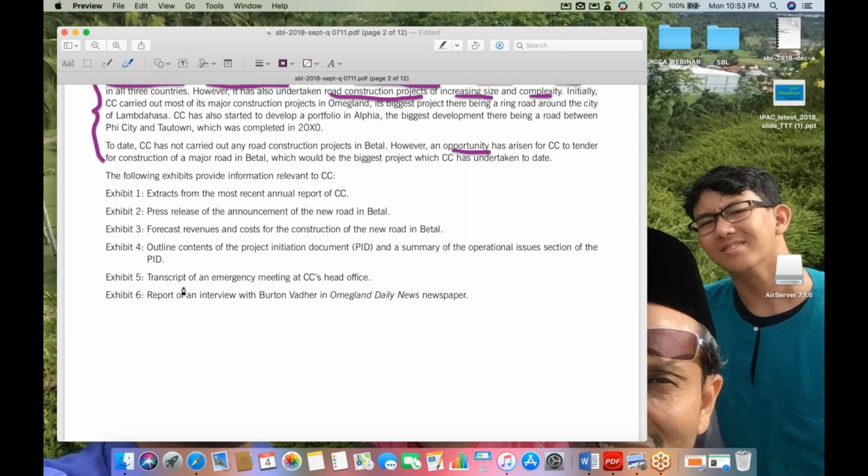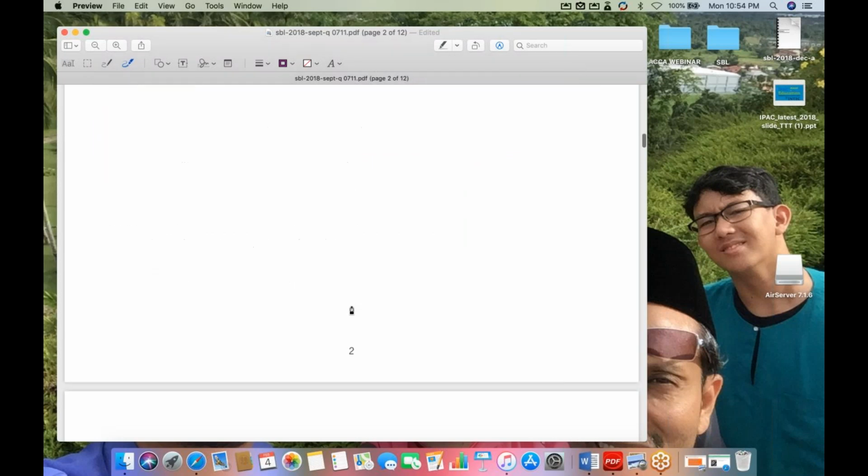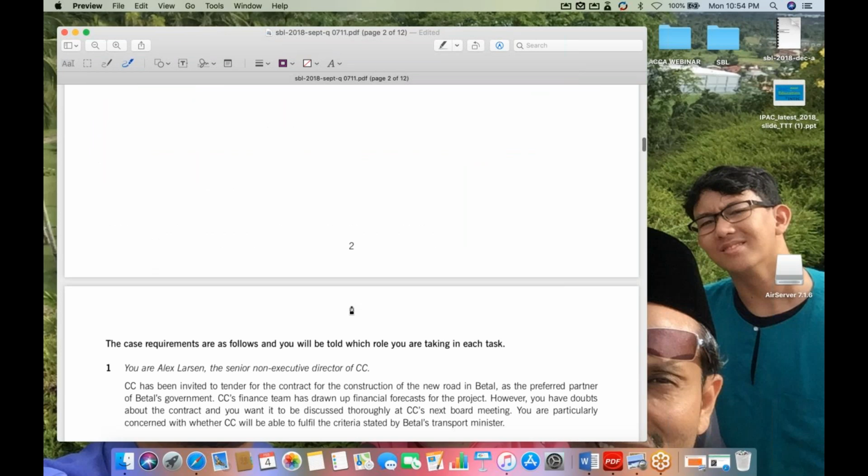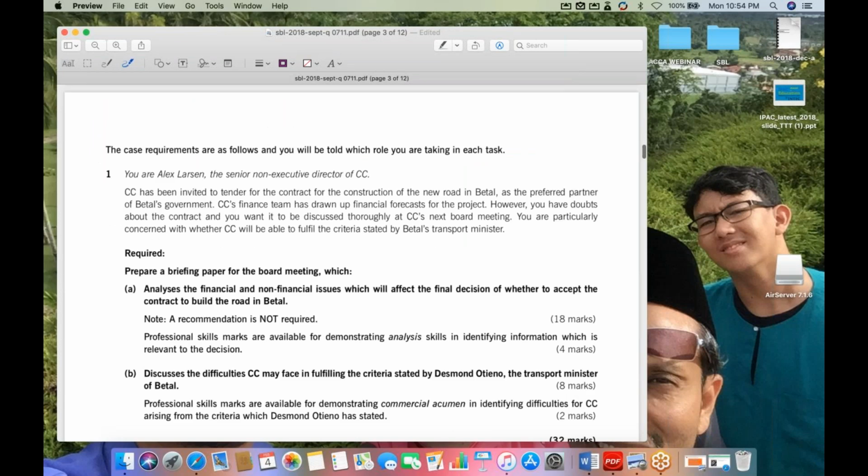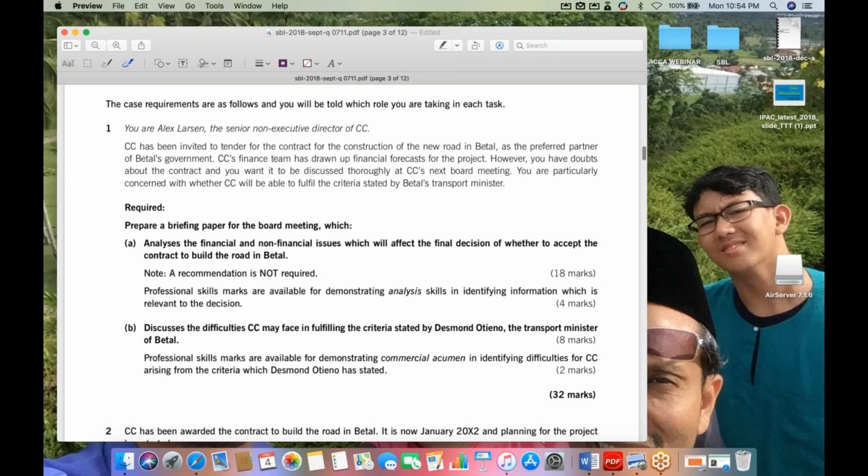And then after that, they have a transcript of the emergency meeting of CC's head office. And then they have Exhibit 6, a report on an interview with Burton Vada, the Omeglon daily newspapers. Yes. So when you read, you can only gauge. You really don't know what's inside there until you read your requirements. So when you read your requirements, this is what I meant just now.